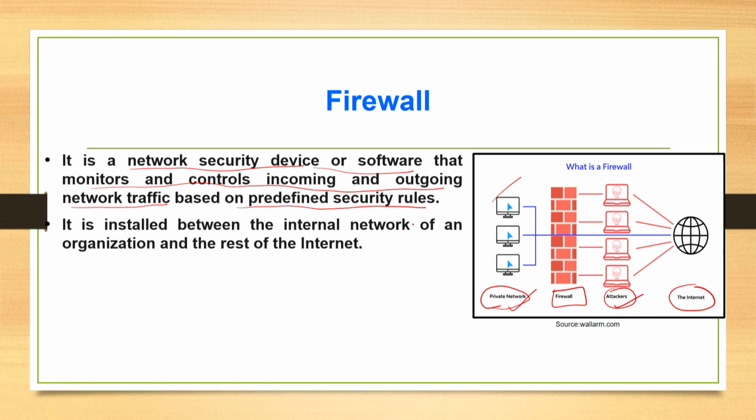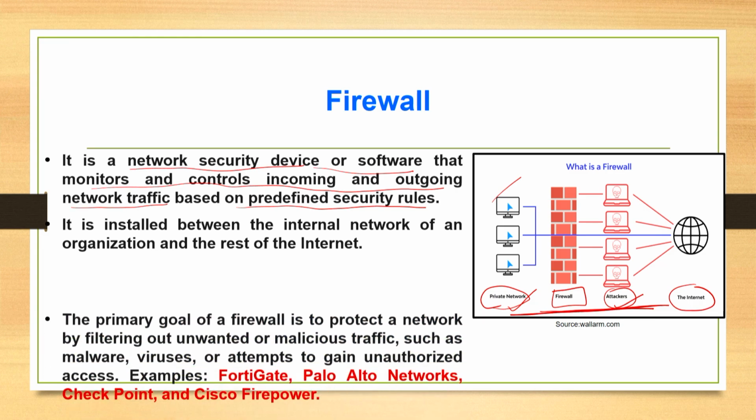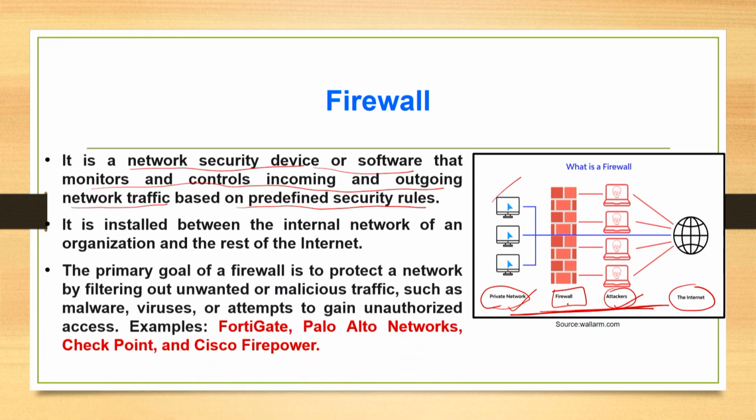It is installed between the internal network of an organization and the rest of the internet. The primary goal of a firewall is to protect a network by filtering out unwanted or malicious traffic such as malware, viruses, or attempts to gain unauthorized access. Examples of firewalls are FortiGate, Palo Alto Networks, Checkpoint, and Cisco Firepower.